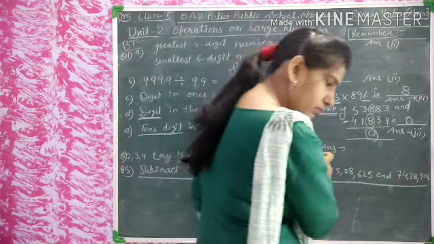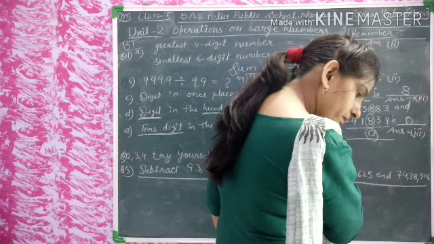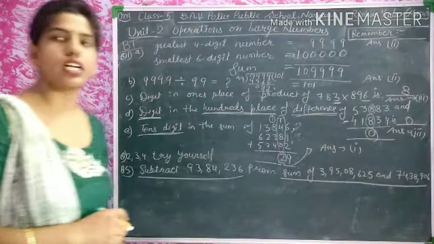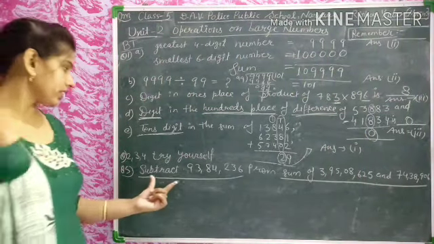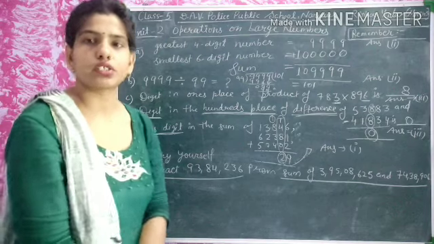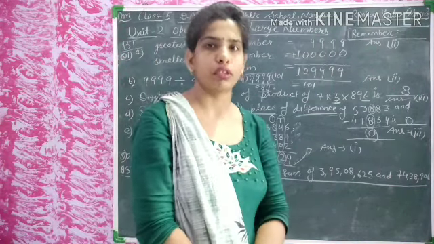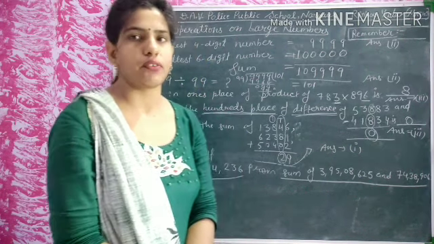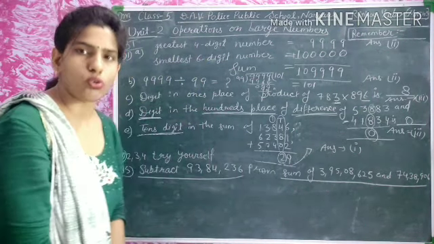Then the answer becomes the first part. The first part is the answer of this question. Now there are three questions: question number 2, question number 3 and question number 4. You try yourself. All three questions are very easy, so you can solve them yourself.